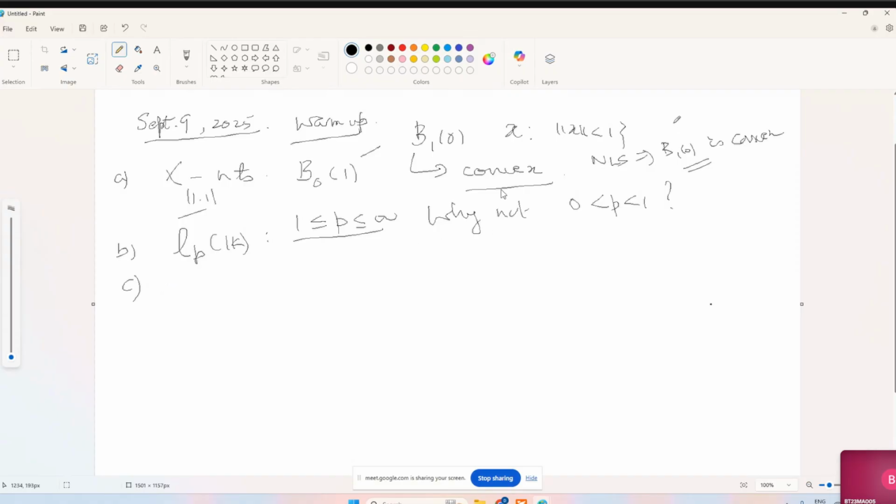This is a necessary condition. So if the ball is not convex, then it cannot be a non-linear space. So let's take an example. Let us take L half. I will take 2 here, 2 elements. So X is (X1, X2).